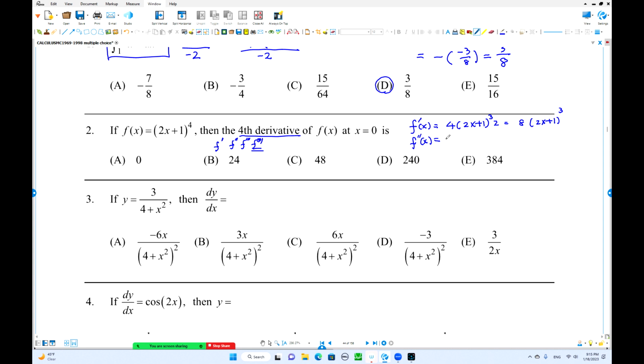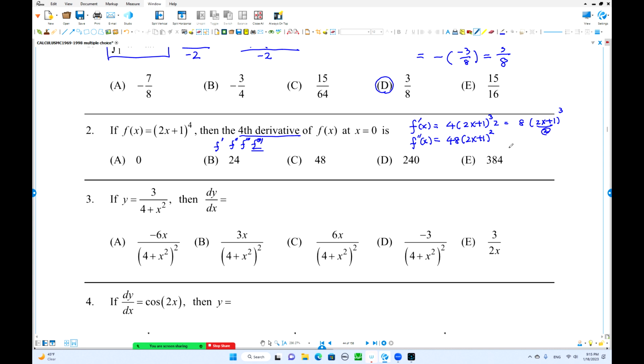3 times 8 is what? 24. I'm going to take the derivative over here, right? The derivative of 2x plus 1 is 2, right? 24 times 2 is what? 48. 2x plus 1 to the what? Square. Are you okay with this? 24, okay. All right, 24 times the inside over here. Take a derivative one more time. 2 multiplied by 2 again, right?